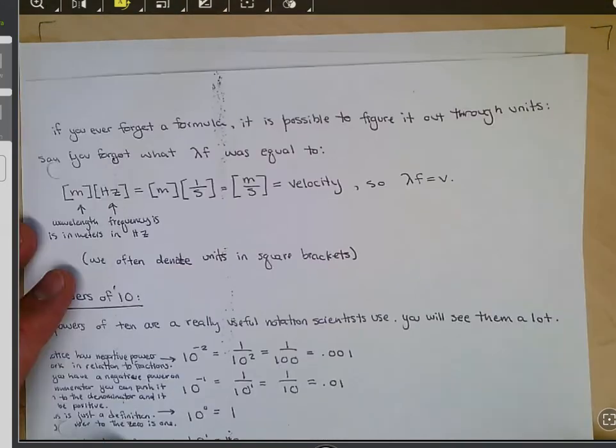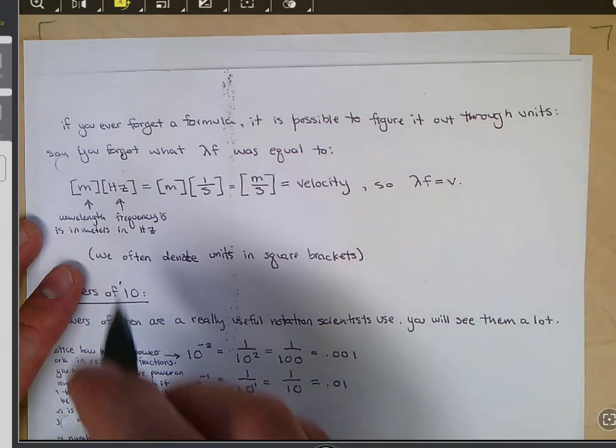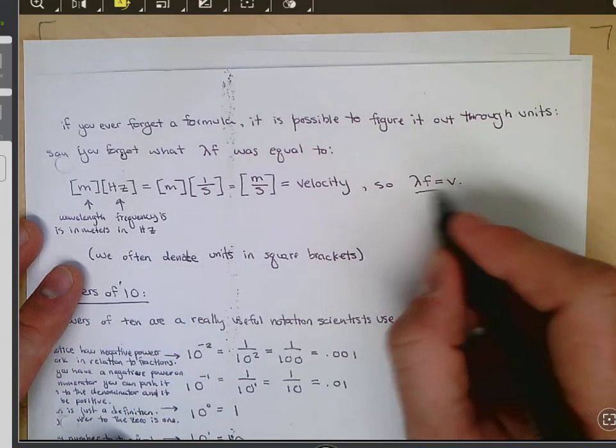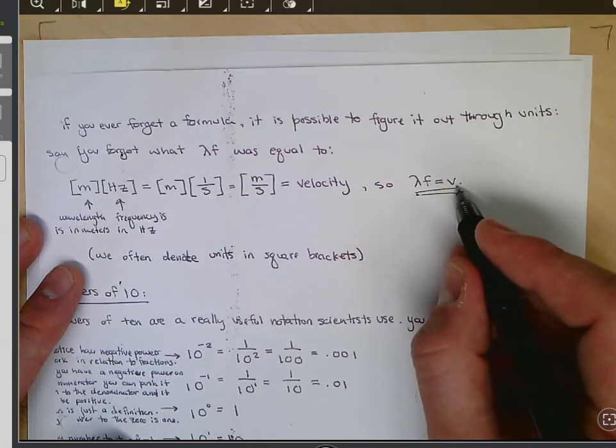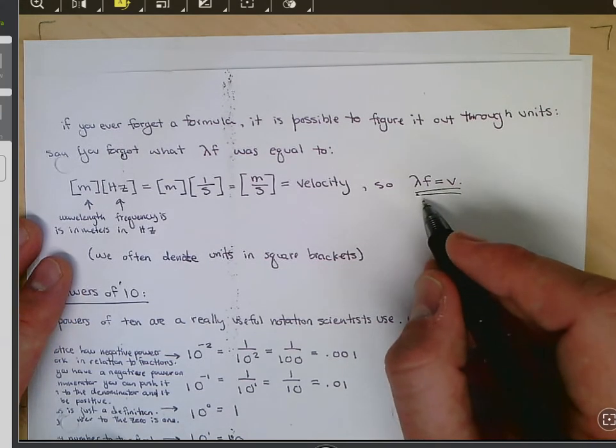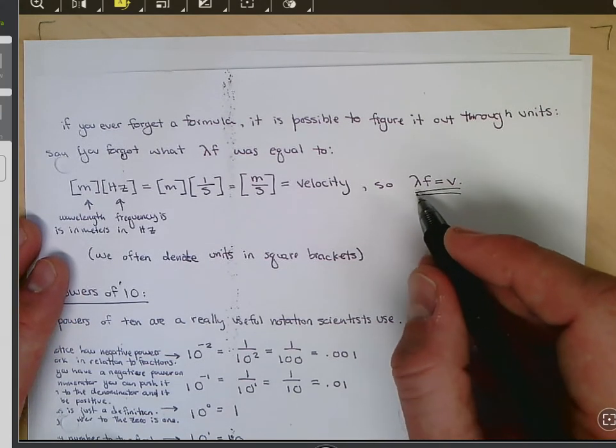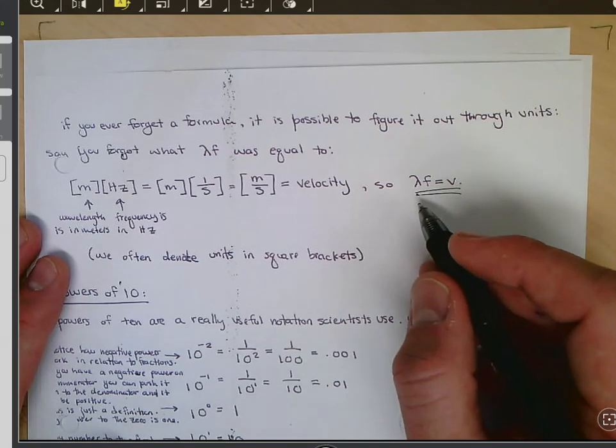So units analysis is a great way to solve problems, especially when you're not sure how things are working. If you ever forget a formula, you can probably figure it out just through the units. So for example, one of the equations that you're going to see a lot of is wavelength times frequency is equal to velocity or speed. And you might think, oh gosh, I forgot which one it is, if it's lambda divided by f or lambda times f.